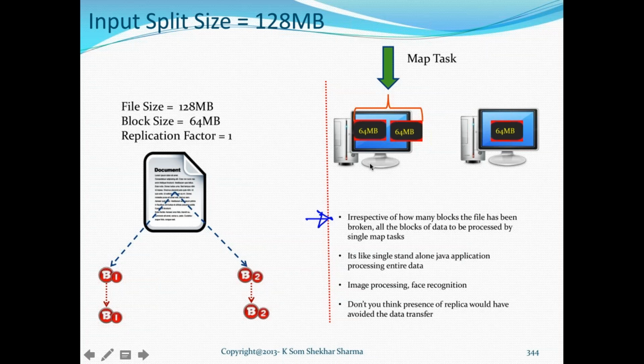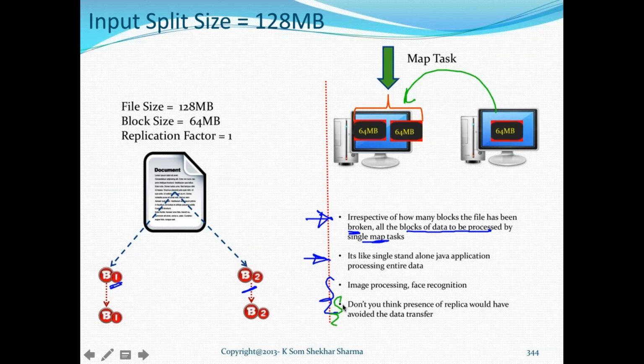Irrespective of how many blocks the file has been broken into, ideally we are not processing them in a distributed or parallel fashion. What we are saying is to bring all these blocks of data into one machine and use a single map task to process it. It is like a single standalone Java application processing the entire data, and this is typically useful in image processing and face recognition.